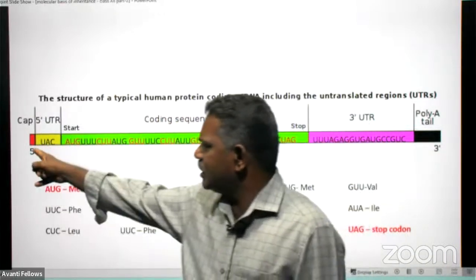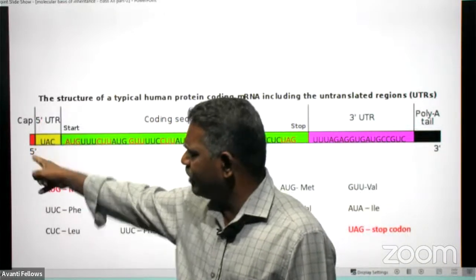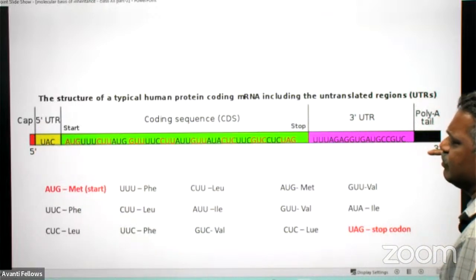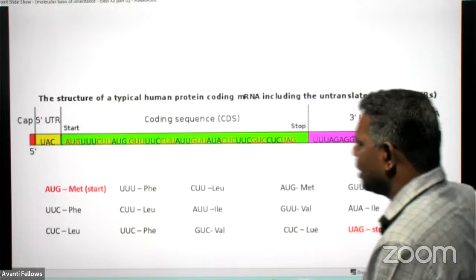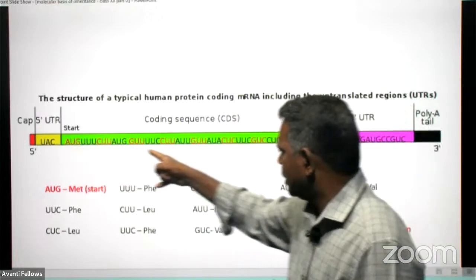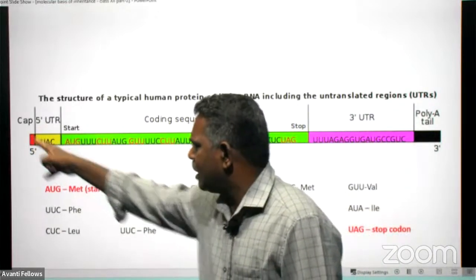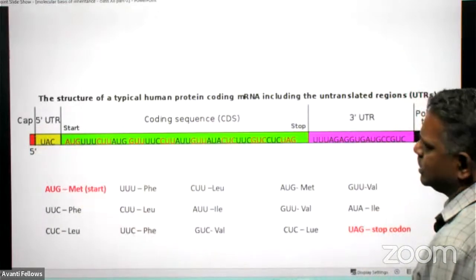In the cap region, that is the 5' end, the process of protein synthesis starts and elongates from the 5' to 3' direction. This is the direction. And here we can see a cap, and here we can find a tail.